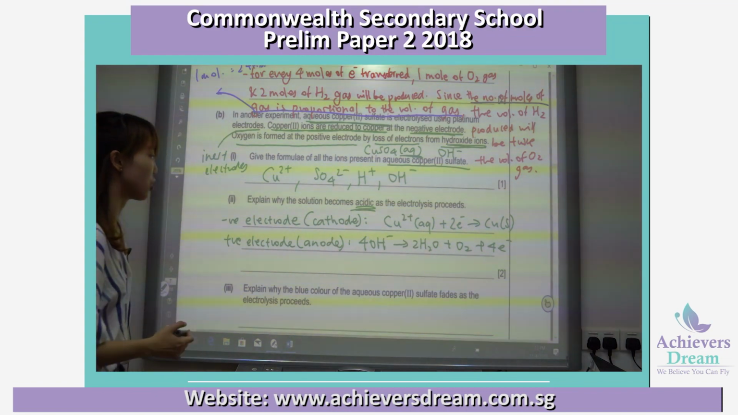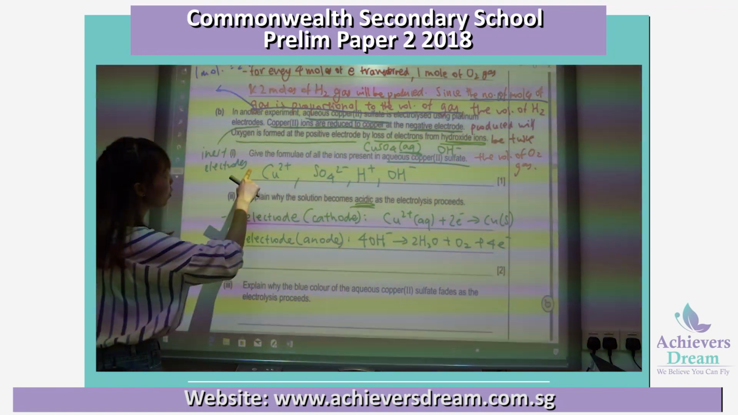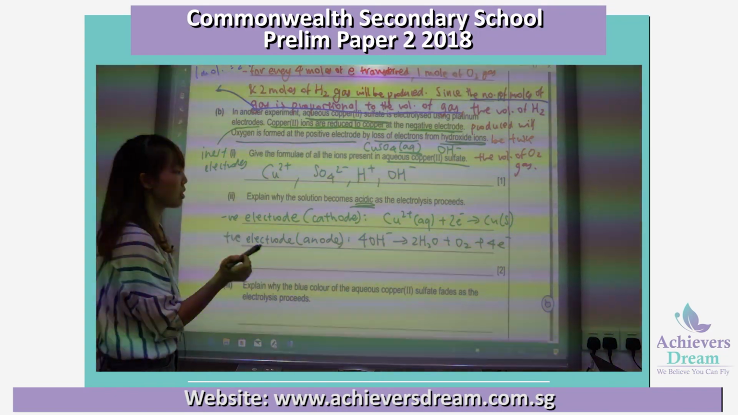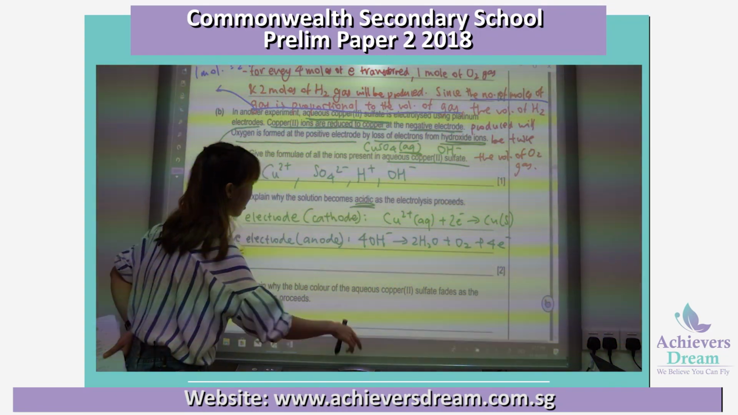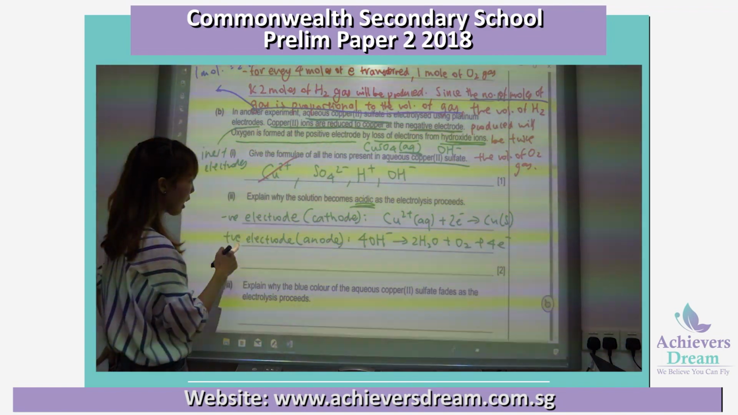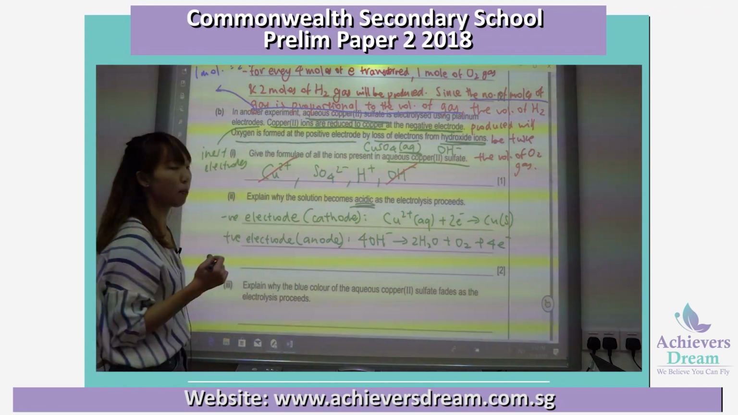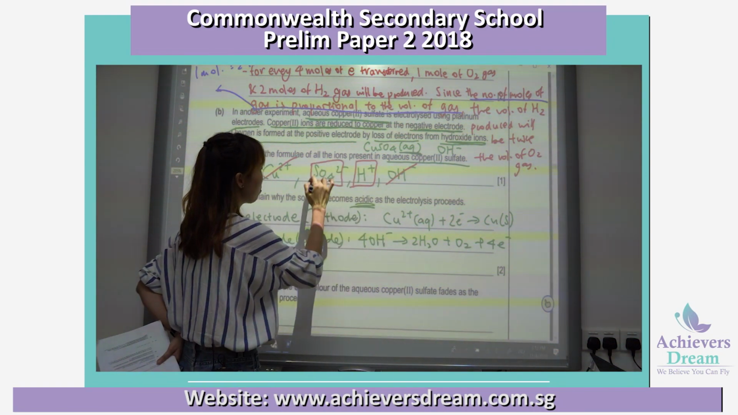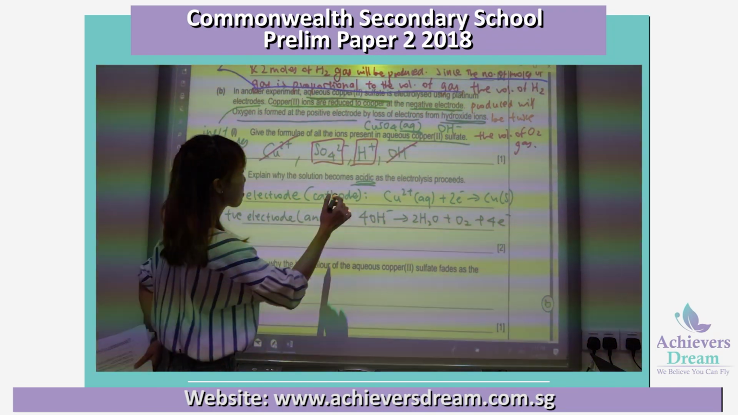Okay, so these are my half equations. Now, explain why the solution becomes acidic. Let's look at the available ions present. Which ions are being discharged? At the cathode, your Cu2+ is being discharged, correct? And at the anode, your OH- is being discharged. What am I left with? I'm left with H+ and SO4 2-. So how do we explain why the solution becomes acidic?